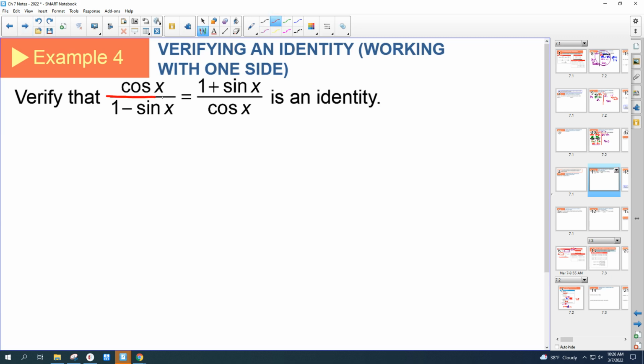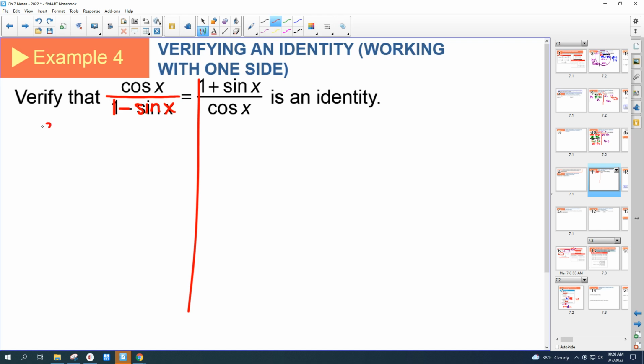When you've seen enough of these, you start recognizing this. To me, that feels like I'm going to have to use that conjugate trick. When you've got 1 minus sine x, when you've got this 1 minus trig function on the bottom, I'm going to use that conjugate trick. And so we're still verifying. We're still doing the exact same thing.